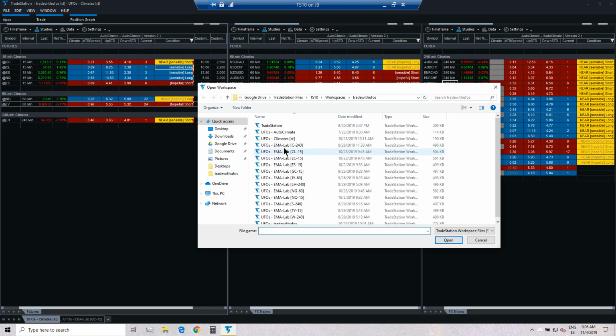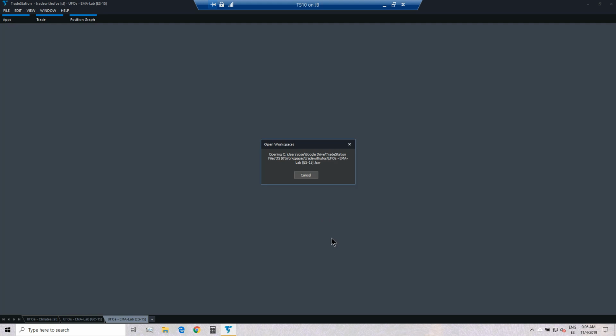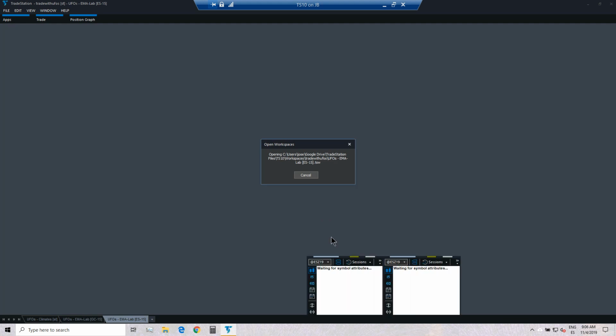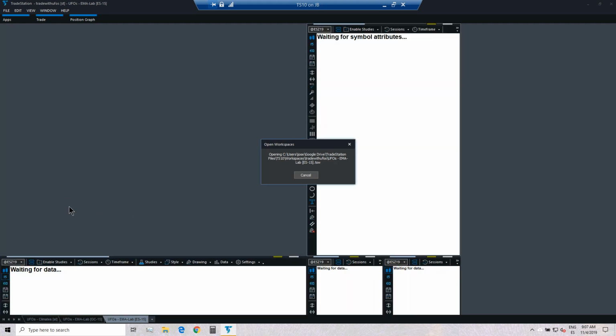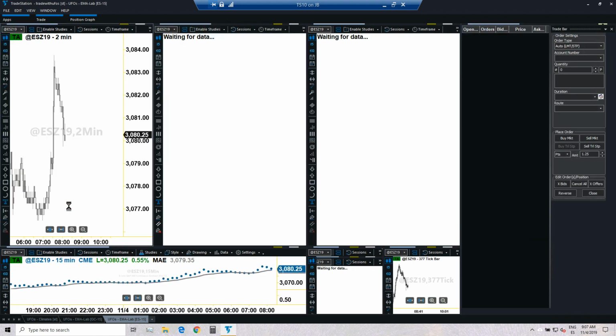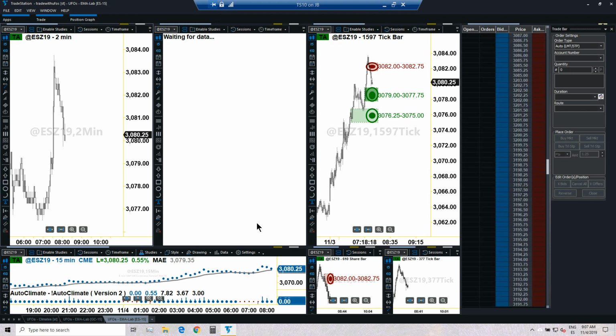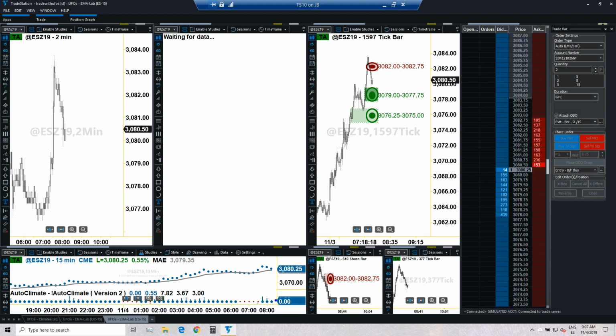So I'm going to load my ES workspace, where I have the proper charts with the proper time frames, with the proper everything. I'm just loading it, and we'll be ready to go in a second if the setup is valid for us. So what do we have? While the charts on the top are loading, what do we have?